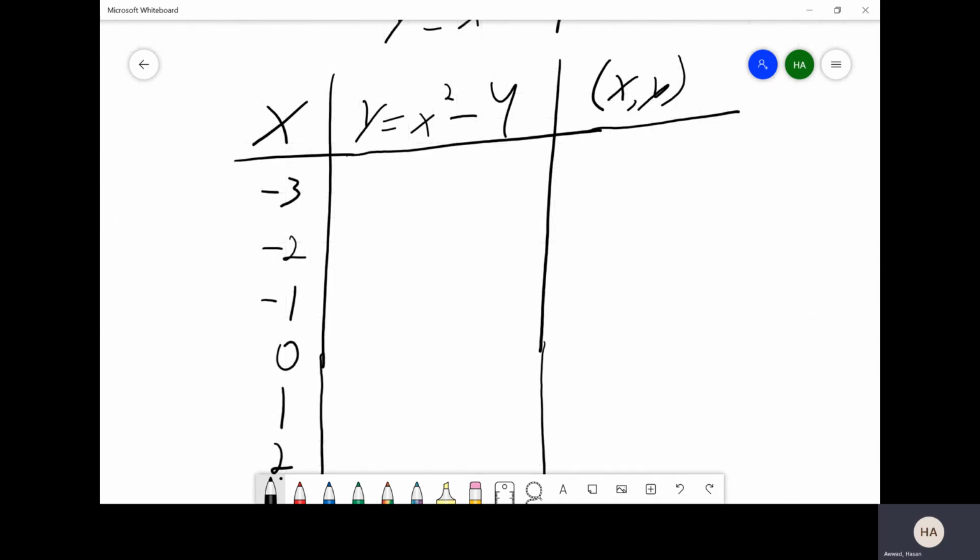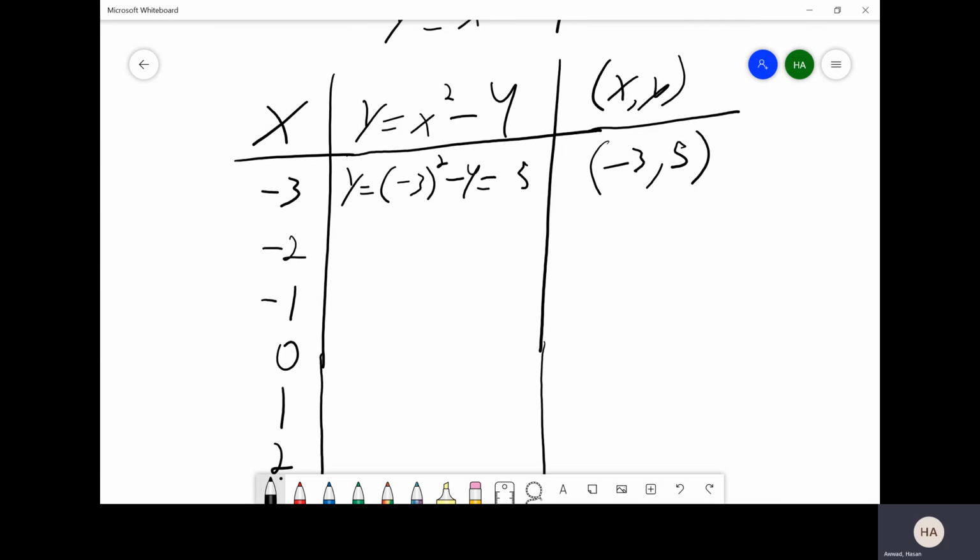Plugging in -3 for x, you get y is equal to -3 squared minus 4. I'm not going to write this every time, I'm just showing you how to plug in the numbers. -3 squared is the same thing as 3 squared, because the negatives cancel. We get 9 minus 4, which gives us 5. So 5 is our first y that we got by plugging in -3, which means our first ordered pair is (-3, 5). We plugged in -3 for x, we got 5 as an output, so we have that point.